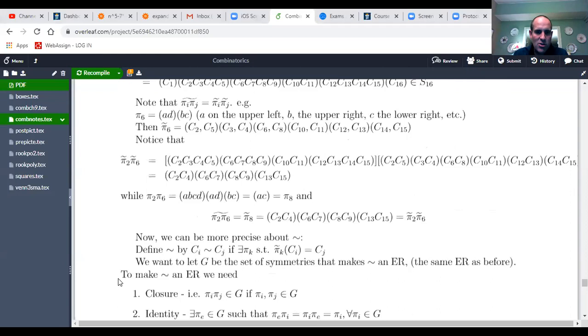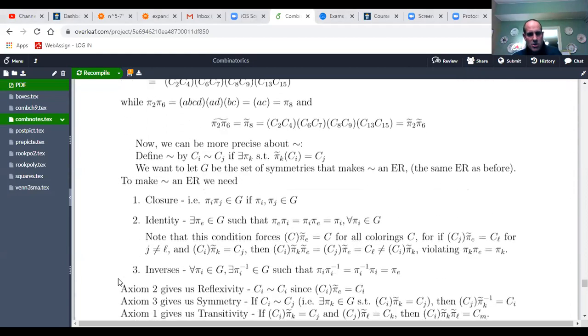So what do we mean by equivalent for colorings? We define the equivalence relation: Ci is equivalent to Cj if there exists a permutation of the square such that pk twiddle of Ci is equal to Cj. Okay. So there's a notation we're going to use. We're going to say G is the set of symmetries that make this an equivalence relation.